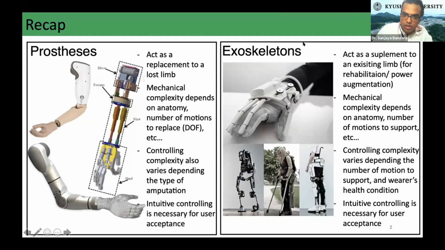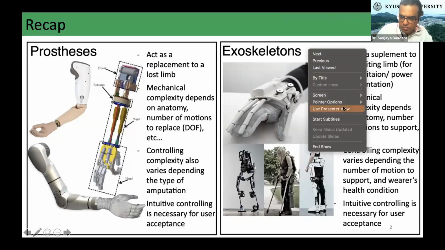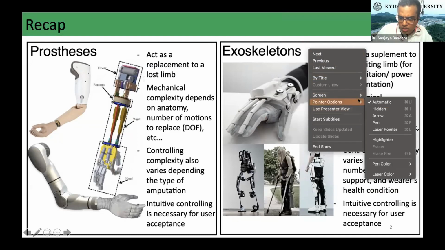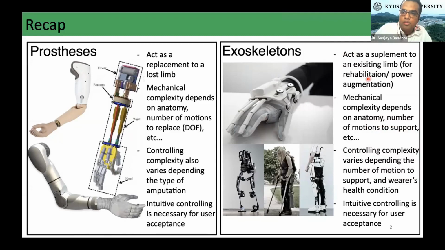And the exoskeletons act as a supplement to an existing limb, and they can be used mainly for rehabilitation and power augmentation. Their mechanical complexity also depends on the anatomy and the number of motions to support, for example. And the controlling complexity varies depending on the number of motions to support and the health condition of the wearer. Intuitive controlling is again necessary for user acceptance. So this was what we discussed yesterday from Professor Gopura and from Engineer Pubudu.